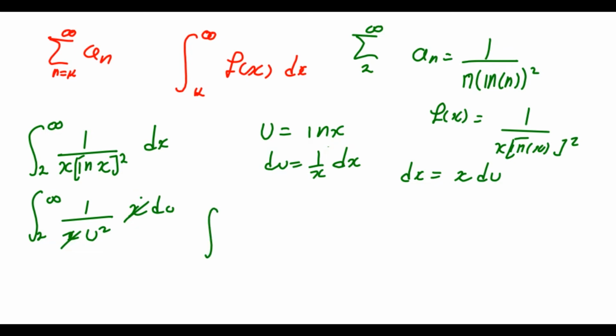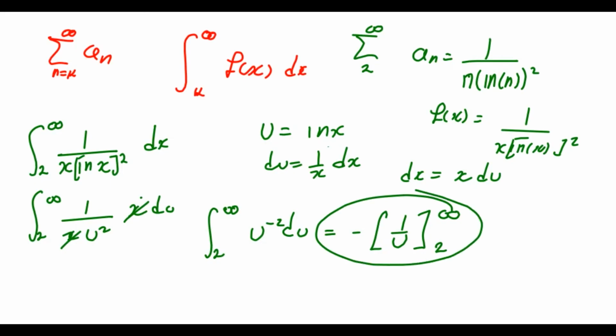So what do you have? You have the integral from 2 to infinity, meaning this is going to be u to the power negative 2 du. To integrate, this is just going to be minus 1 over u, evaluating from 2 to what? To infinity.